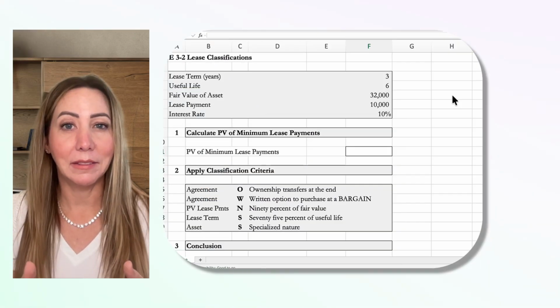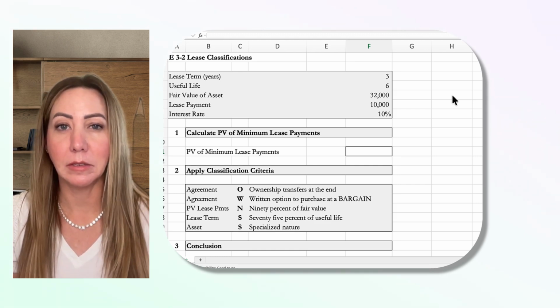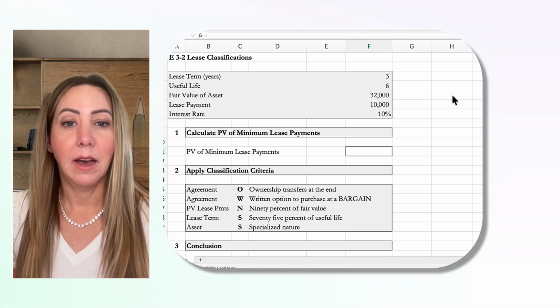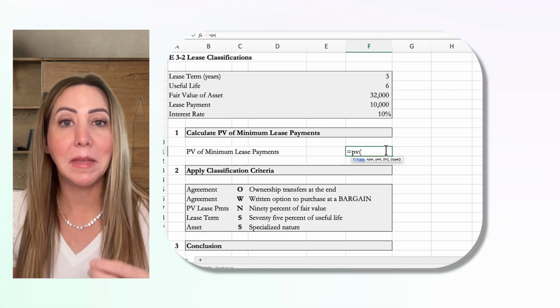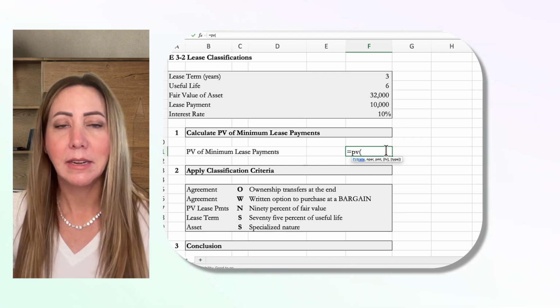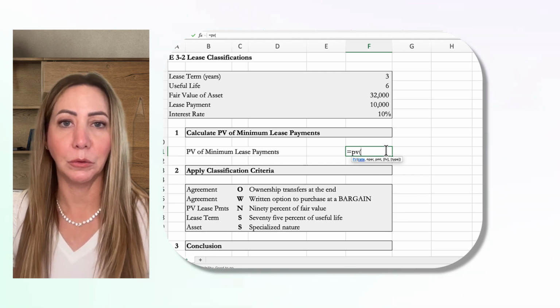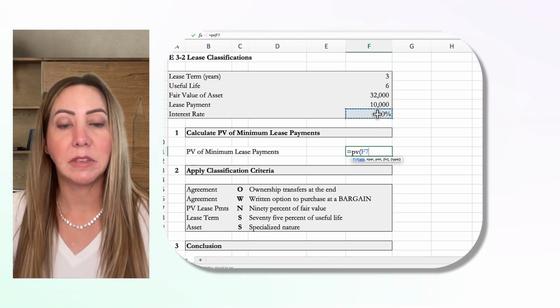In order to apply the lease classification criteria, we need the present value of the minimum lease payments for each of these leases. So starting with lease A, let's take the present value formula in Excel. We'll use present value, and we're going to grab that interest rate, the 10%. Usually this is something that's written into the lease contract. It's the percentage that the lessor uses to calculate what they're going to charge the lessee for the lease. And the 10% is given to us.